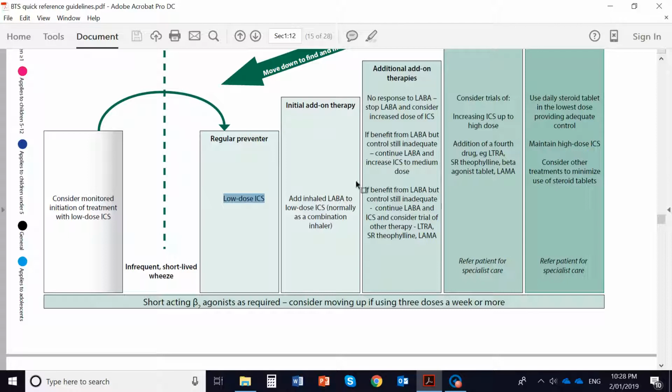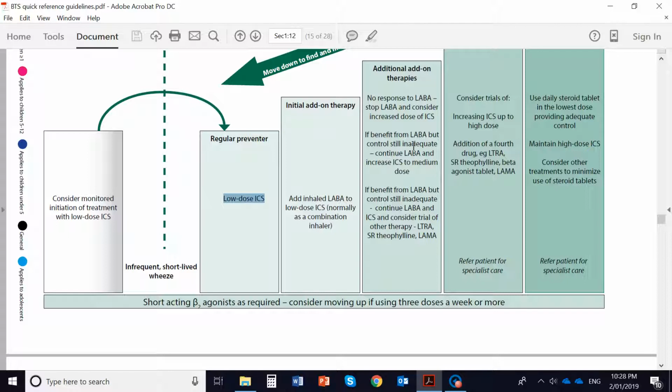So if you have no response to LABA at that stage, it means somehow that LABA is not working, which is very unusual in actual practice, because LABA physically opens up the airways. So as an asthma patient, you feel better when you are on a longer-acting bronchodilator. But in very rare cases, you might not see a good response to LABA. You are still using your Ventolin a lot, or at least 3 times a week. So you stop LABA and you increase the dose from low dose ICS to medium dose ICS.